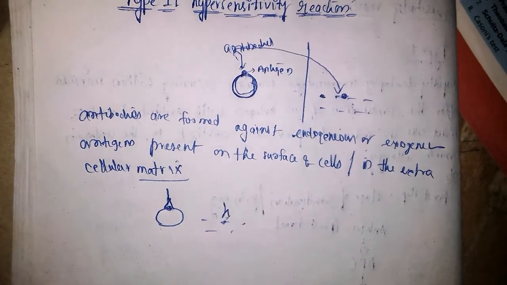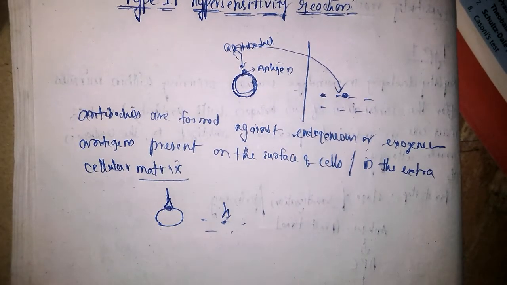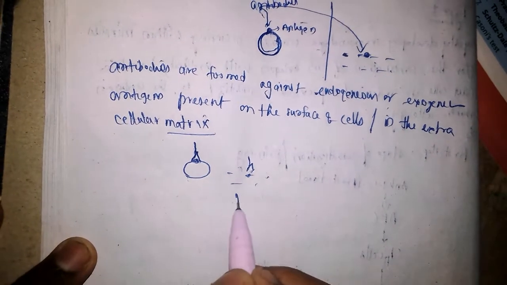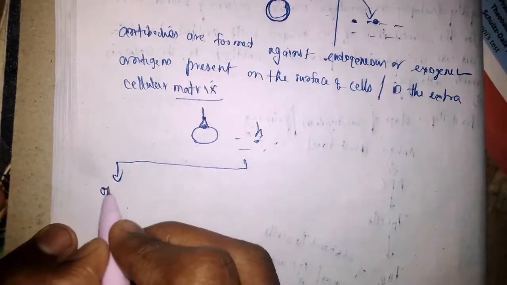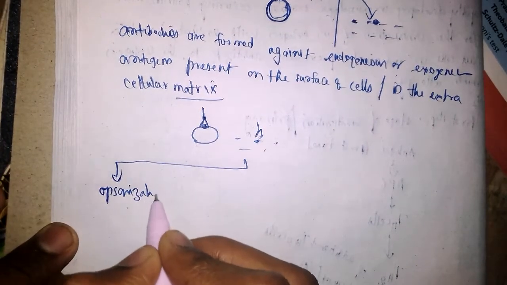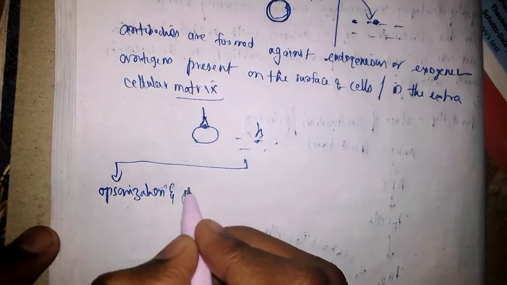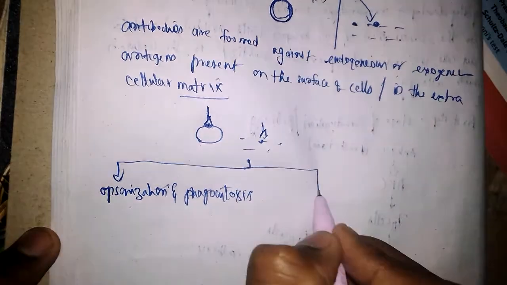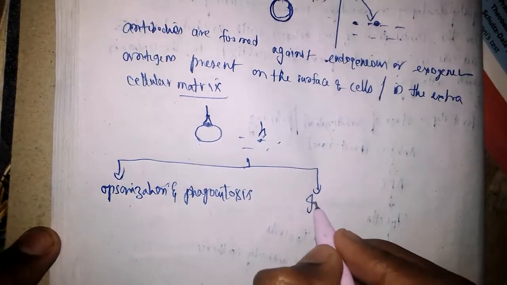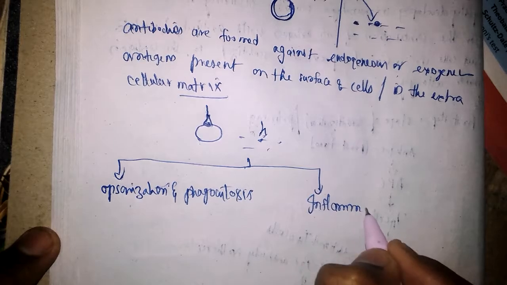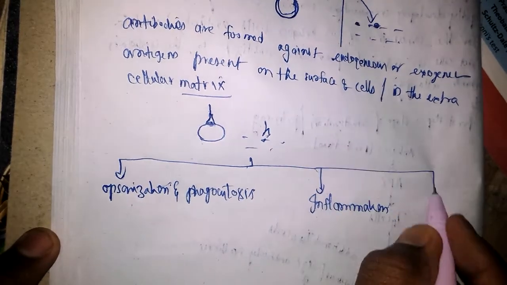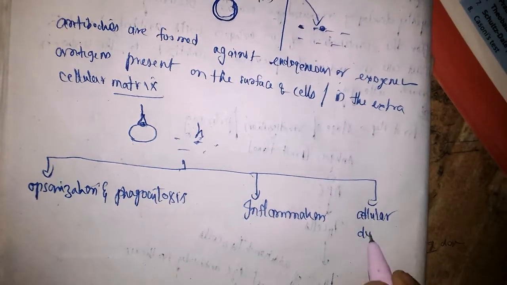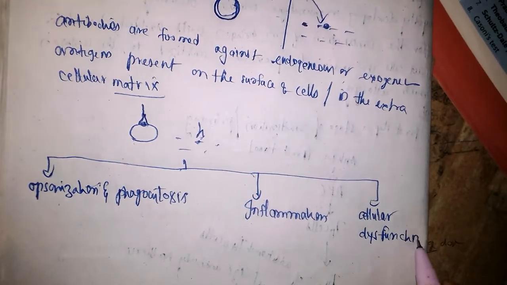Okay. Now, after this attachment, three things can happen. One is opsonization and phagocytosis. Second thing is inflammation. Third thing is cellular dysfunction. Let us see how these things take place.